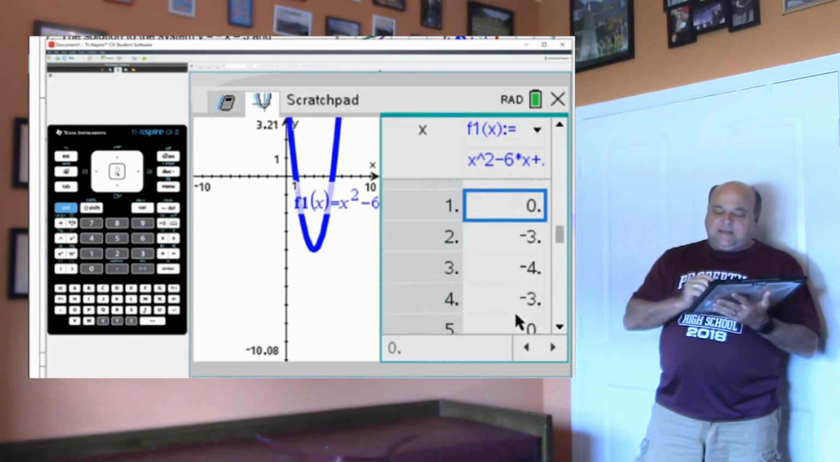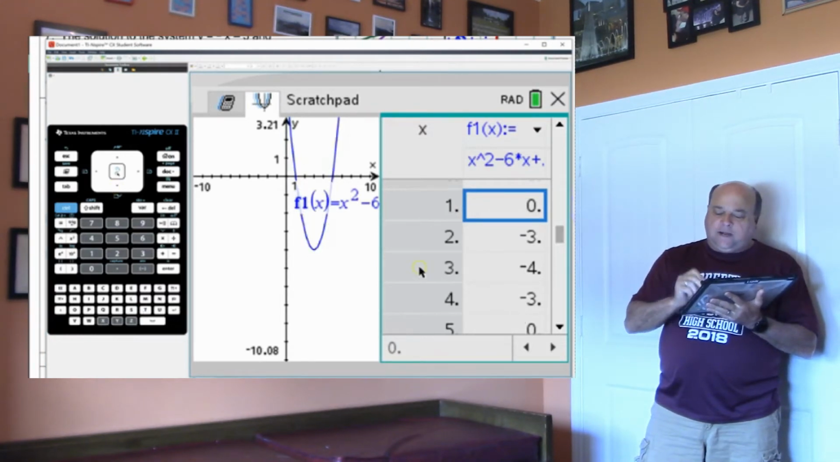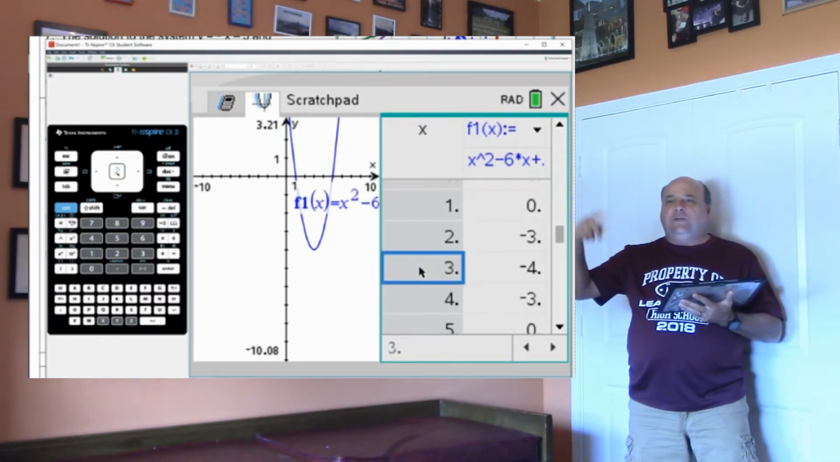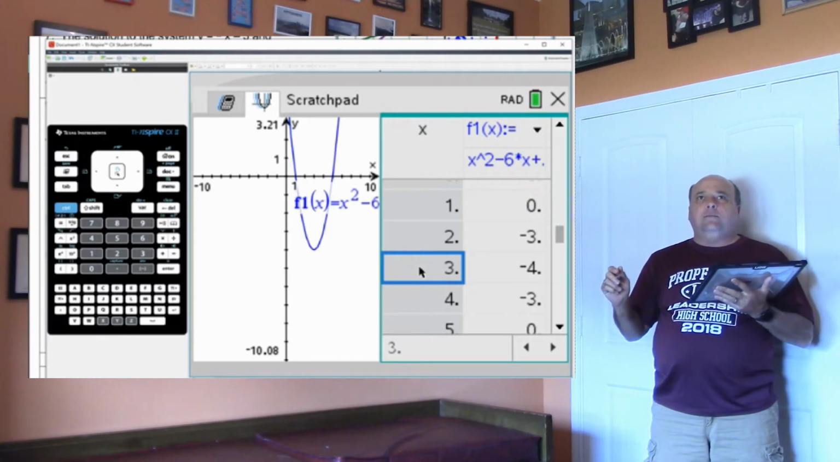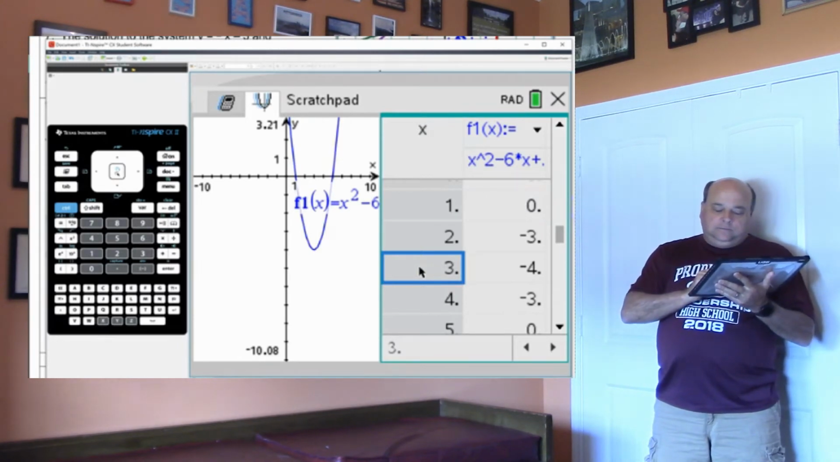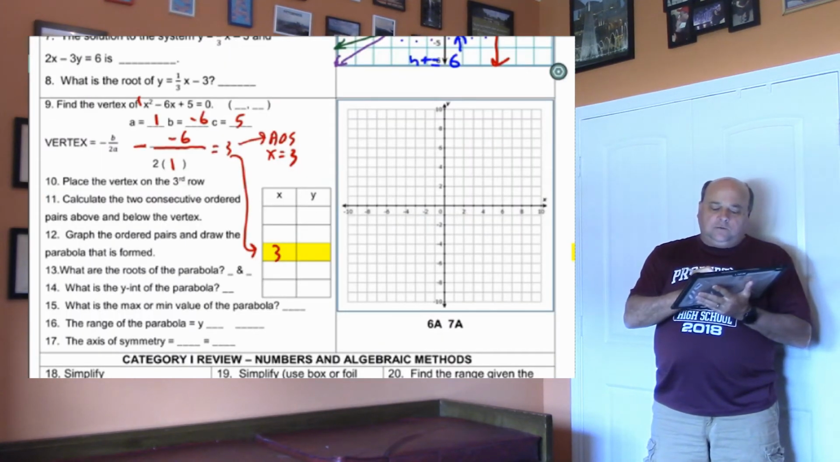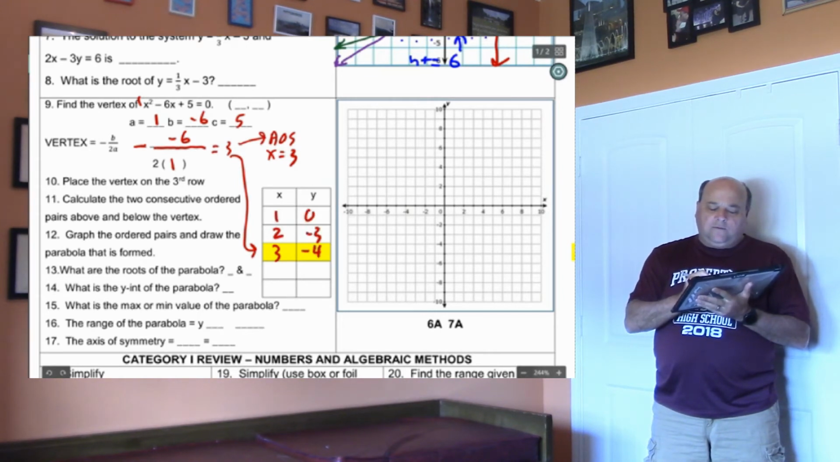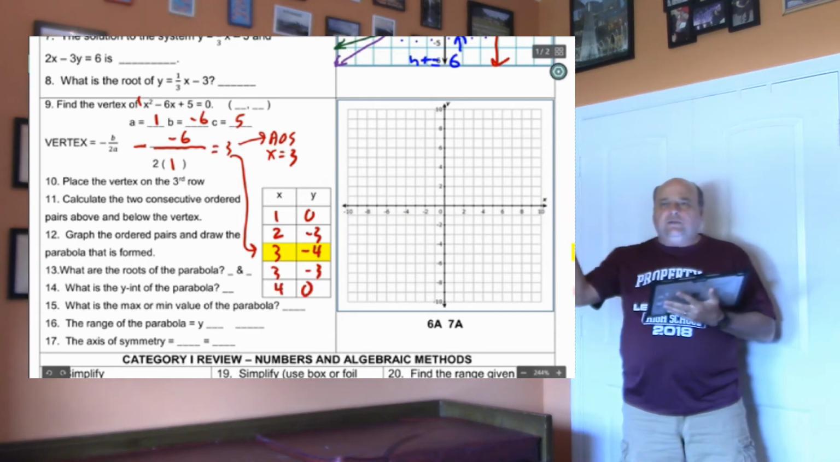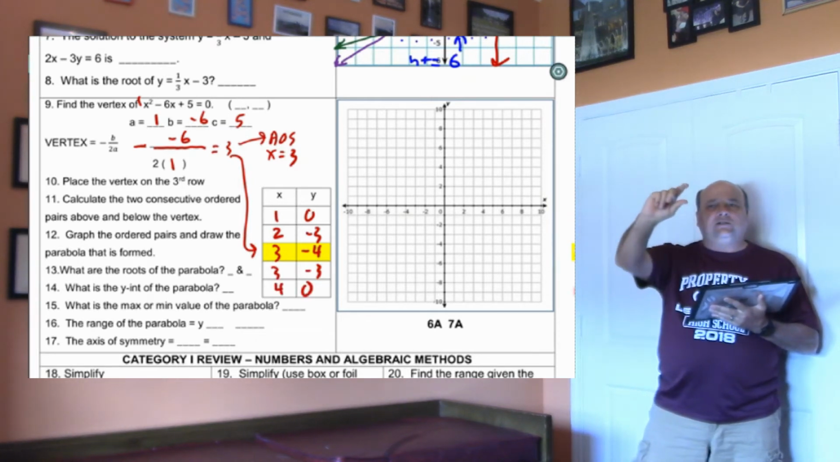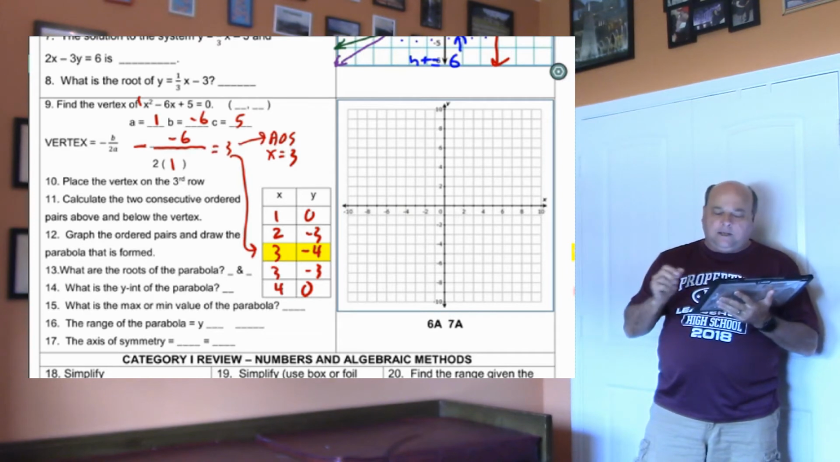Now then I'm going to hit Control-T, and that gives me my table, and my vertex is right here at the 3. So these are the numbers I need to put on the table, okay? So we're going to go through here. This is going to be 2, negative 3, and this is 1, 0, negative 4, and then 3, negative 4, 4, 0. So this is nice and tight in here.